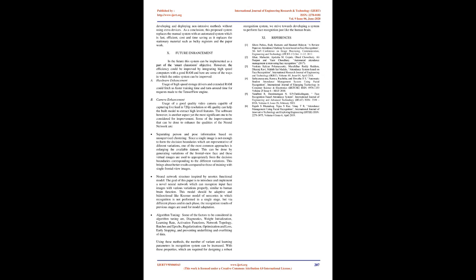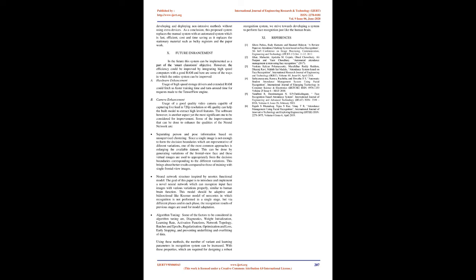B. Camera enhancement. Usage of a good quality video camera capable of capturing live feed in 720p resolution or 4K quality can help the built model to extract high-level features. The software, however, is another aspect, yet the most significant one to be considered for improvement. Some of the improvements that can be done to enhance the qualities of the neural network are: separating person and pose information based on unsupervised clustering.